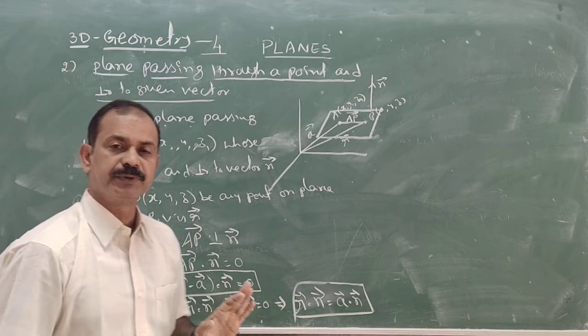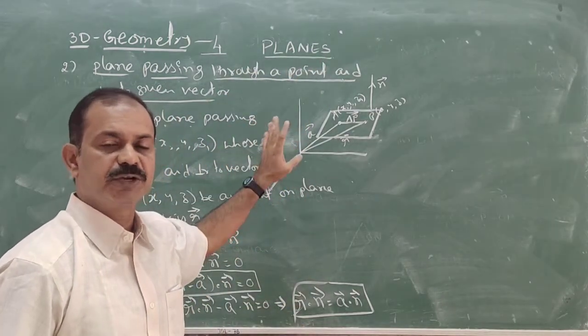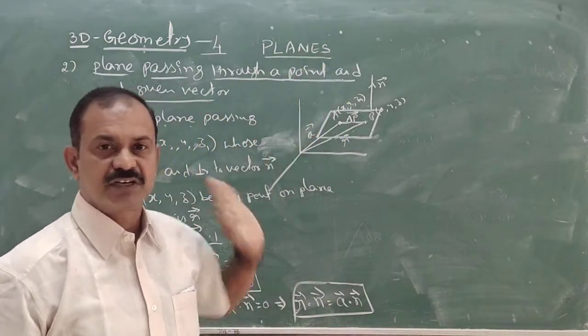Proofs are very simple. Perpendicular in straight lines, parallel, nothing else. But you have to trace which vector is perpendicular to which vector, that much only.